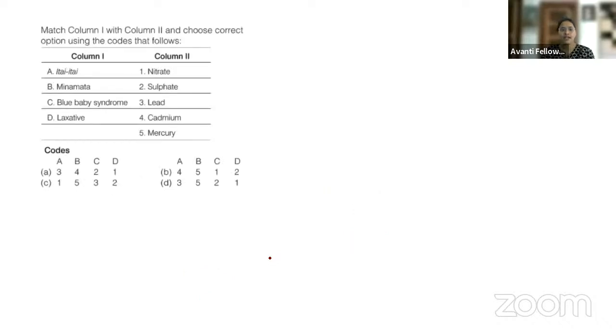Next. Match column 1 and column 2 and choose the correct option using the codes that follow. So Itai-Itai, Minamata, blue baby syndrome, and laxative. We have to find out which of these diseases are happening due to which components: nitrate present, sulfate present, lead present, cadmium present, mercury present. Okay, so let's see that. Our answer is option B. That is, laxative is due to what? Cadmium. Okay. Then, sorry.